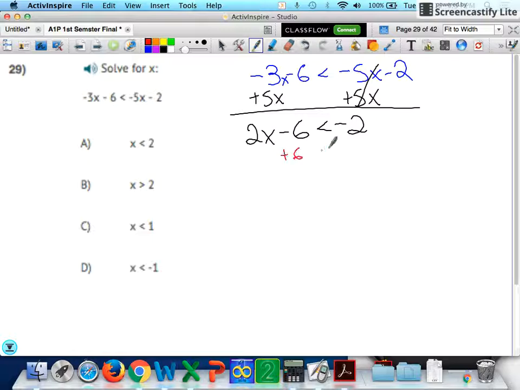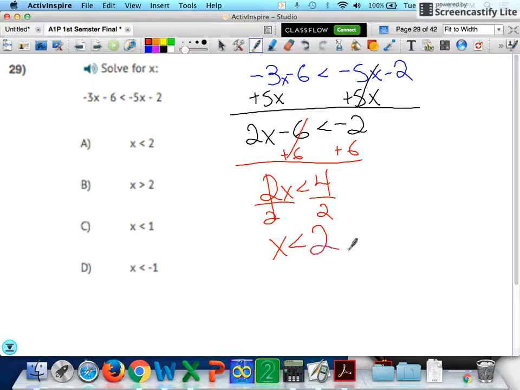Next, I've got to add 6 to both sides. I get that 2x is less than 4. Divide by 2, divide by 2. X is less than 2. A should have been our answer.